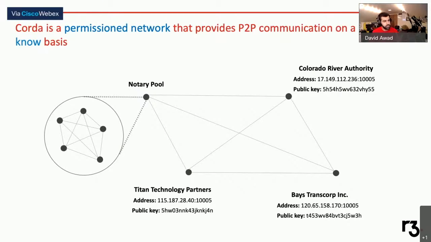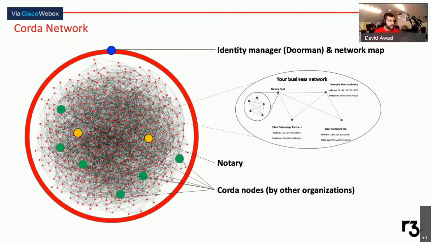Just to put this into context, try to keep in mind that our network here between us, Titan Technology, Base, Transcorp, and Colorado River Authority is a subset of the many other Corda nodes across the internet that are working to track all kinds of different assets. You can find out different parties that are using this by looking into the Corda Network Foundation and finding out which other parties out there are really using Corda to track their assets and run notaries to mediate their transactions between each other. Pretty nice.